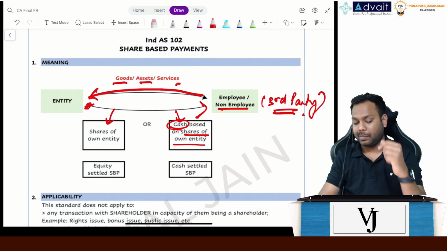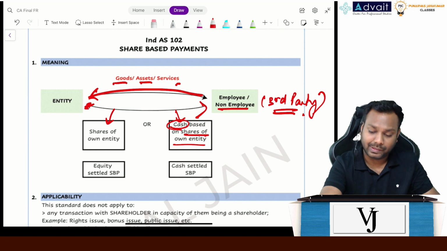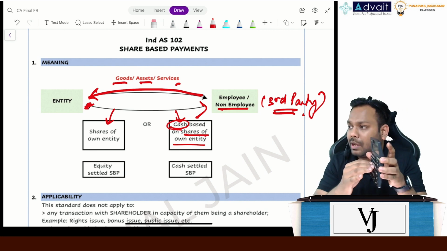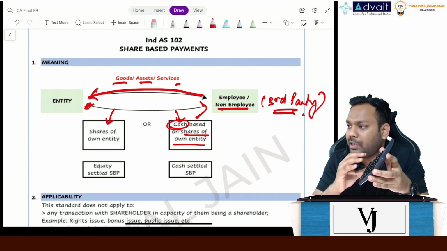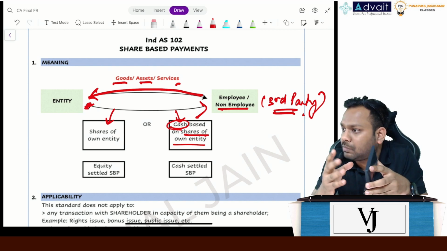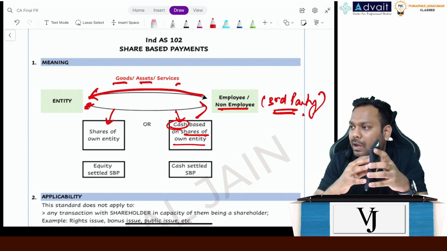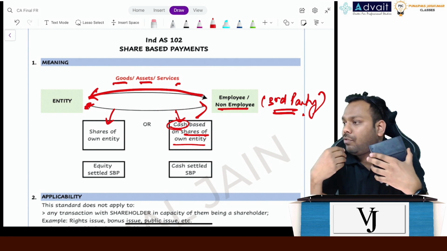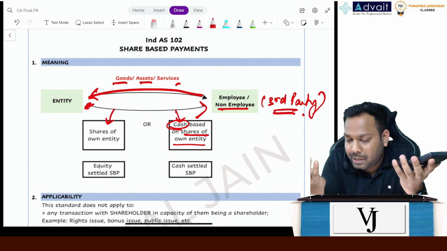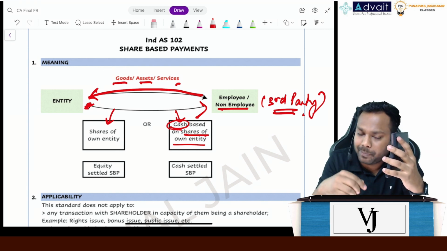Let me give you an example. Suppose I have purchased this calculator, and I have to pay the consideration for it. If the price of this calculator is 400 and I pay you 400, that transaction is not covered here. If I say this calculator is worth 400, but I will give you 2 equity shares of my company, whatever the value, that transaction is covered here.